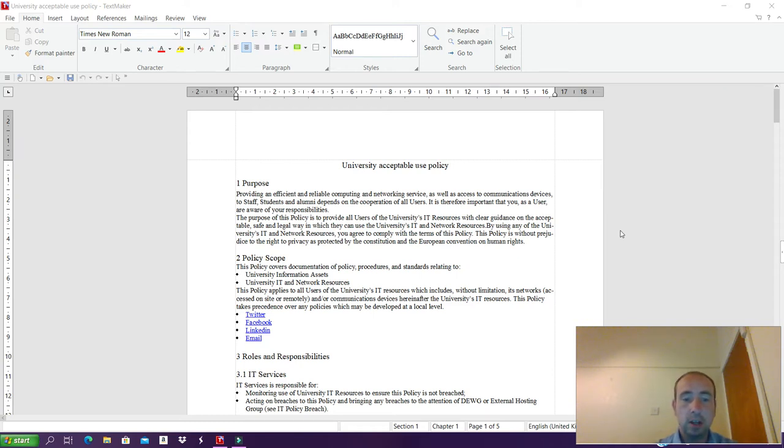2. Policy scope. This policy covers documentation of policy, procedures and standards relating to university information assets, university IT and network resources. This policy applies to all users of the university's IT resources, which include, without limitation, its network accessed on-site or remotely, and/or communications devices, hereinafter the university's IT resources. This policy takes precedence over any policies which may be developed at a local level: Twitter, Facebook, LinkedIn, email.